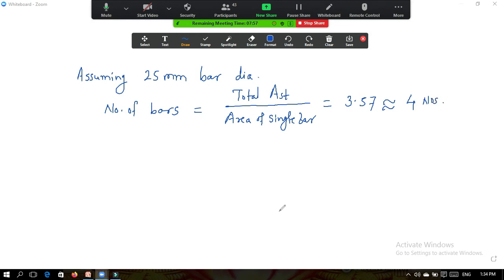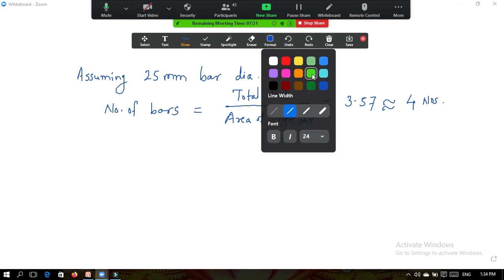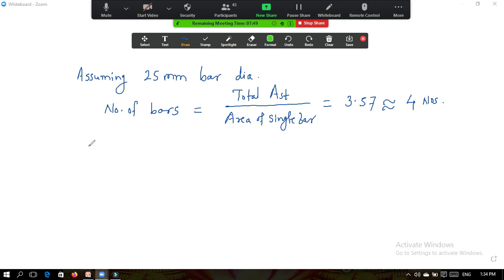So we need to provide 4 bars of 25 mm diameter at the bottom. Here I will write our sentence: provide 4 bars of 25 mm diameter at bottom, because AST is always at bottom and ASC is always at top. I hope you don't have any problem up to this point.